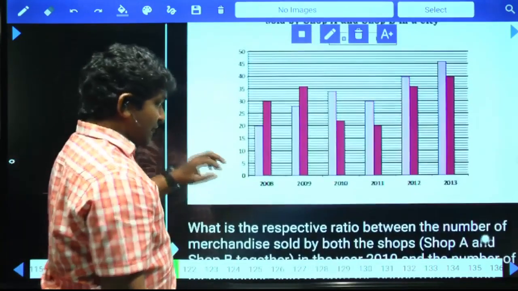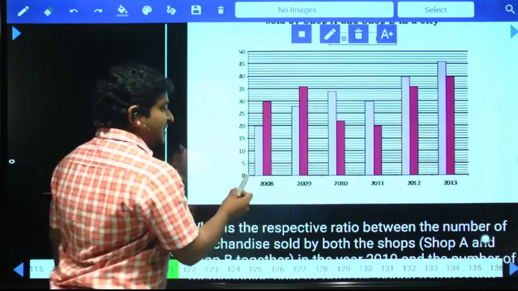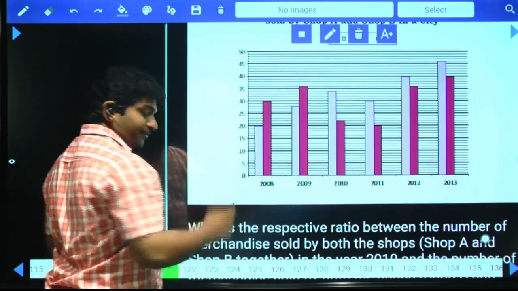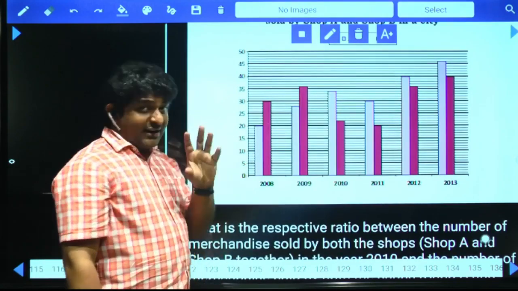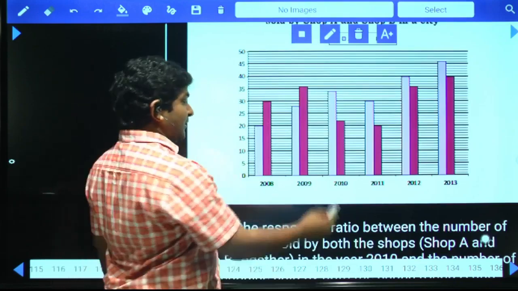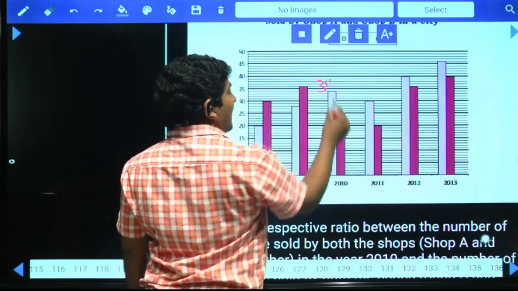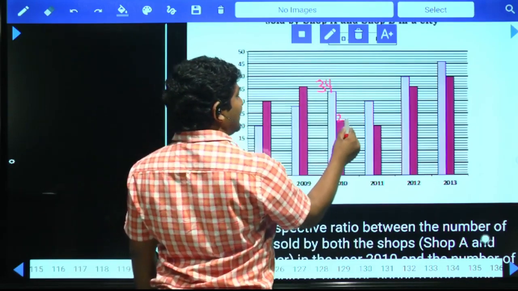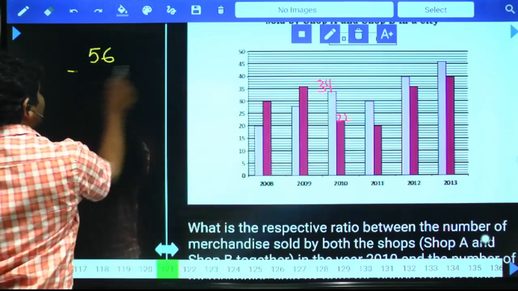2010 and then 2012. By both shops. What is this number? 0, 5, 10, 15, 20. Segregation is there for every 5,000. And between we have 5 lines. So each line is equal to 1,000. 2010. This fellow is 34 here. And this fellow is 22 here. Sum is equal to 56 in the year 2010.